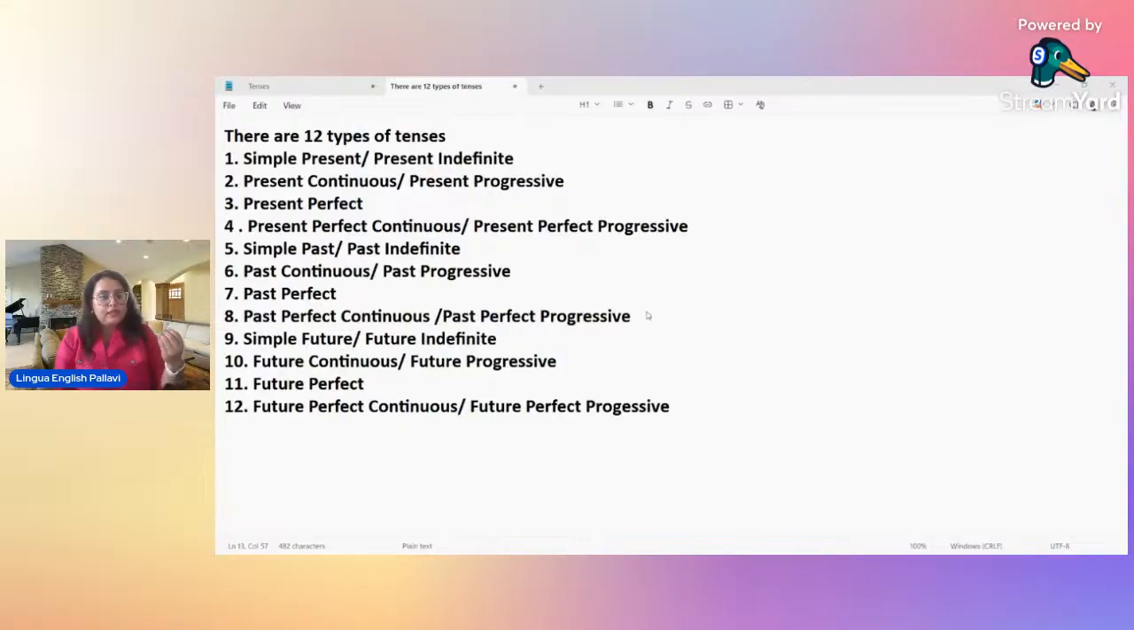And number 9, simple future or future indefinite. Number 10, future continuous or future progressive. And number 11, future perfect. Number 12, future perfect continuous or future perfect progressive. So we are going to learn all the 12 tenses along with their usage, so you won't struggle with tenses anytime in the future.